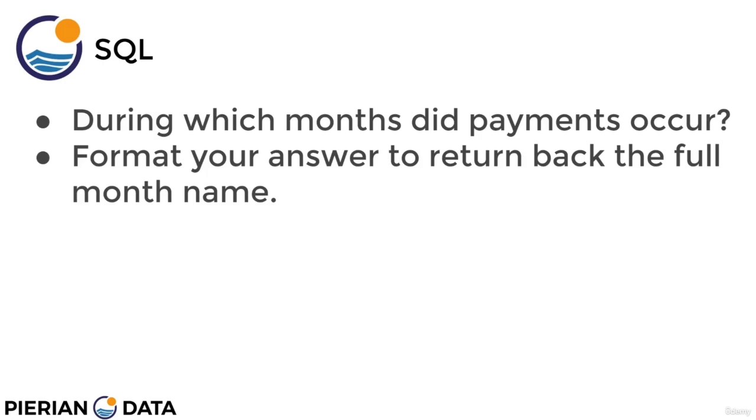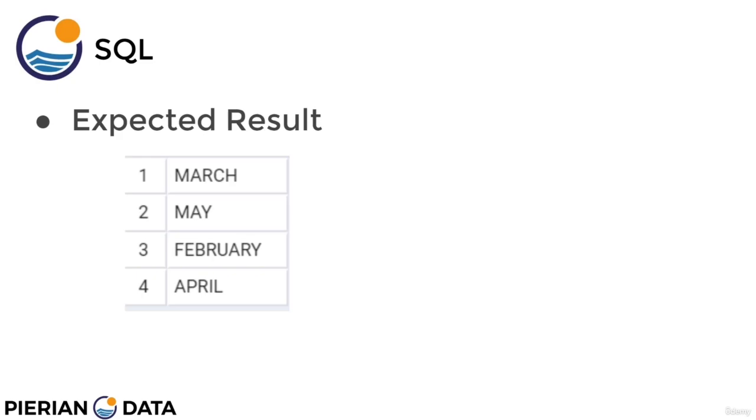So your first task is to answer the following. During which months did payments occur? And also, format your answer to return back the full month name. Okay, so let's go ahead and see the expected result. So the expected results are these 4 months. We should see payments happening in March, May, February, and April.